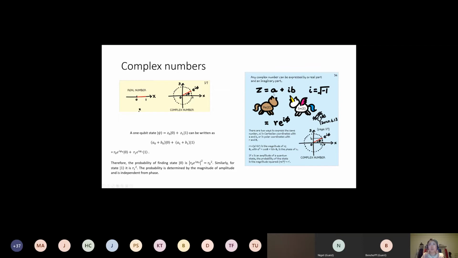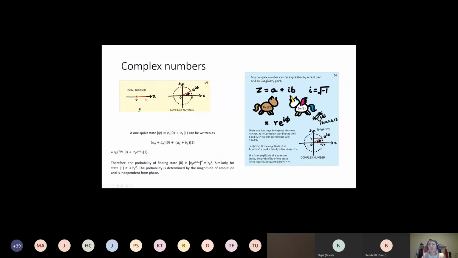So the real number is on your x-axis and the imaginary number is on your vertical axis. This arrow is basically expressed as its projection onto these two axes, a and b. But you can also write it in polar coordinates, which has a length r and a phase phi. You can express r and phi in terms of a and b and the angle in this diagram.